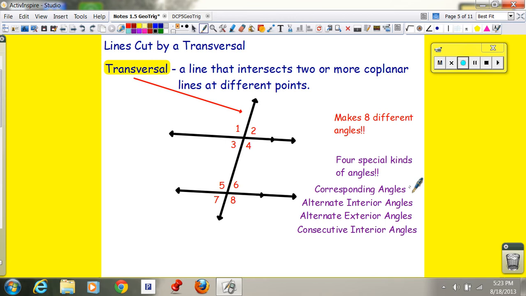Corresponding angles would be angles that are in the same spot. So like angle 1 and angle 5 would be corresponding angles. Alternate interior angles, like angle 3 and angle 6. So like here's an interior, here's an interior, and they're alternating sides of the transversal, making it two different sides of the transversal. Alternate exterior angles would be like 1 and 8.